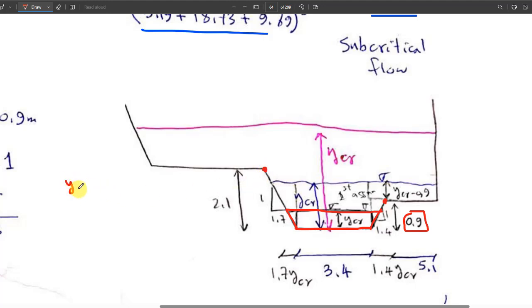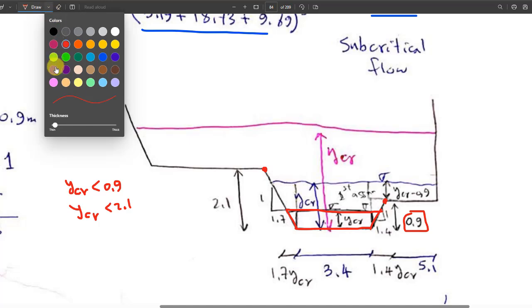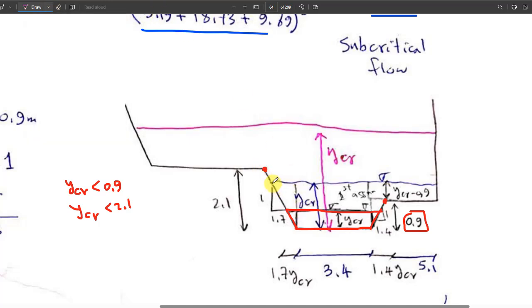Let me write the first one. The first one, Y critical is less than 0.9. Okay, this is a case. Then the other one, Y critical is less than 2.1. Less than 2.1 makes another shape, which is this one, you see? Which would make this complex shape. So it would fill this side. The last option is just to say it's greater than 2.1, therefore it would fill up to that level. Okay?